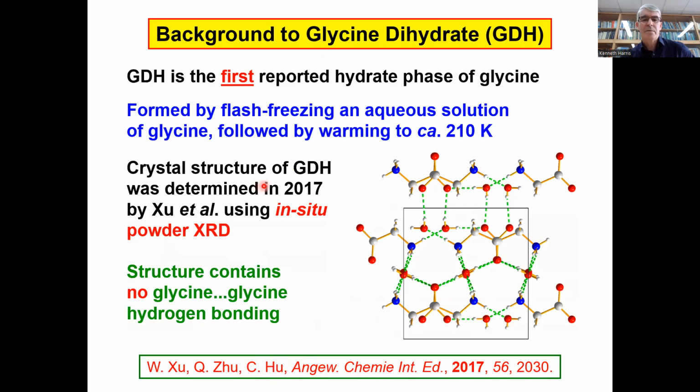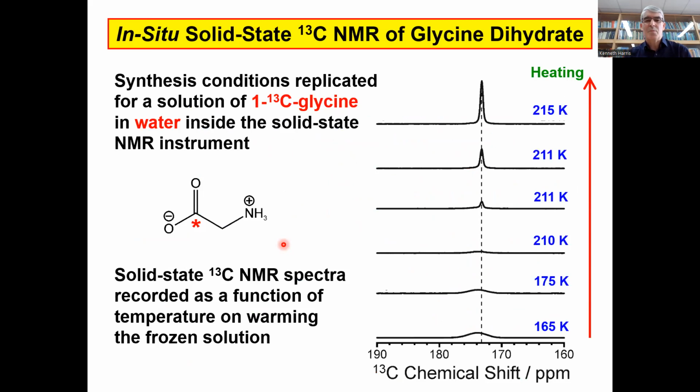And what they did was a powder diffraction study where they quenched a solution of glycine in water to low temperature and then gradually warmed to about 210 Kelvin and found this dihydrate phase of glycine, the structure of which they determined from powder diffraction data. So we, with our collaborators from Marseille, studied the same process in situ by solid-state carbon NMR.